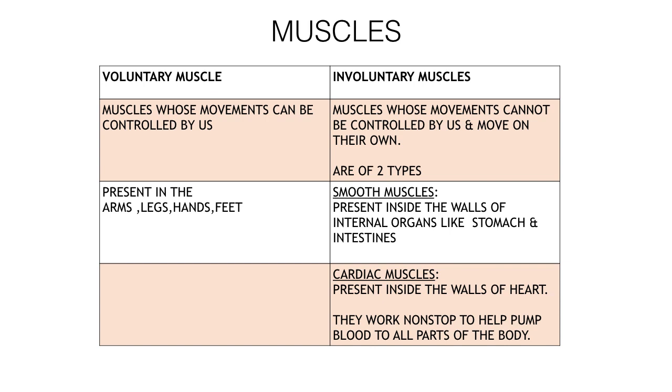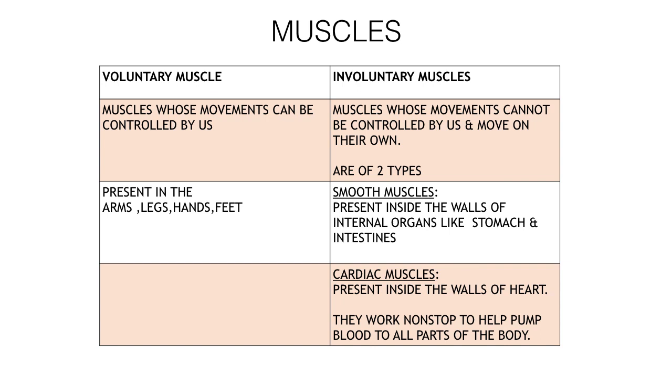There are two types of muscles, voluntary and involuntary. Voluntary muscles are those muscles whose movements can be controlled by us. The skeletal muscles that are present in the arms, legs, hands and feet are examples of voluntary muscles.